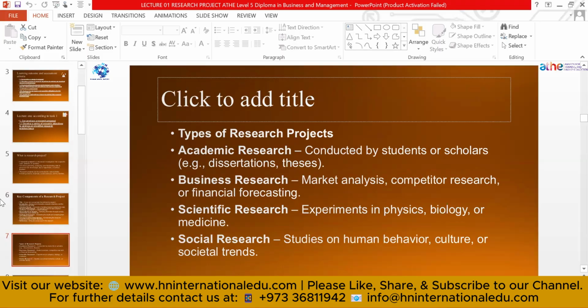Okay, then come the project types. Academic research conducted by students or scholars, for example, dissertations and theses, which you need to do, but we're not going to do at the professional level. It's just a general thing, just to make sure of how things are conducted. When I was in my master's and bachelor's, I did the thesis first-hand, the primary and the secondary one, all three. Then comes business research, market analysis, competitive research, or financial forecasting.